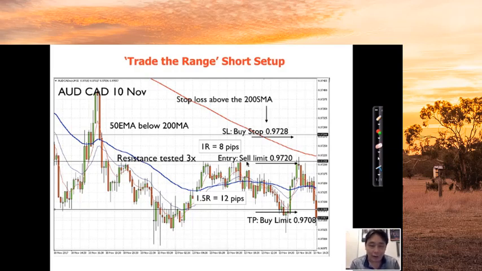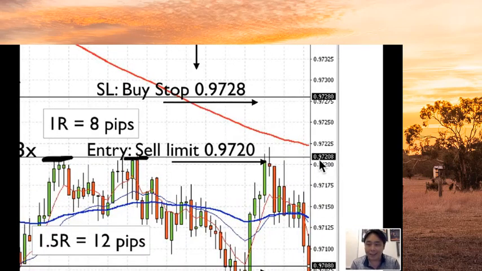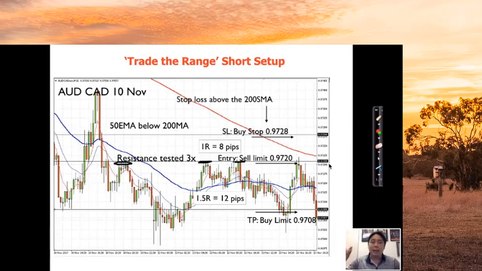You can see it's in a range over here with resistance, resistance, resistance, right? Tested once, twice, three times, and resistance was at 97.20. So this tells you that there are many sellers looking to sell at 97.20.